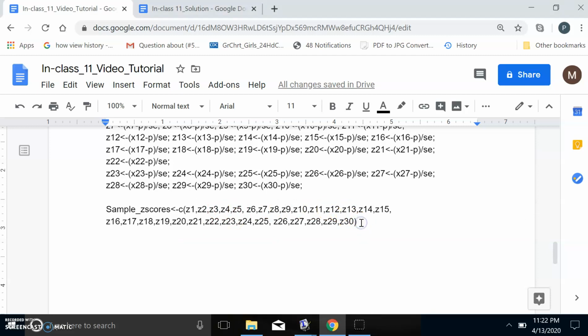I'm going to write below this print sample z-scores. So print, quotation marks, sample z-scores. Okay, then right below here, sample z-scores.